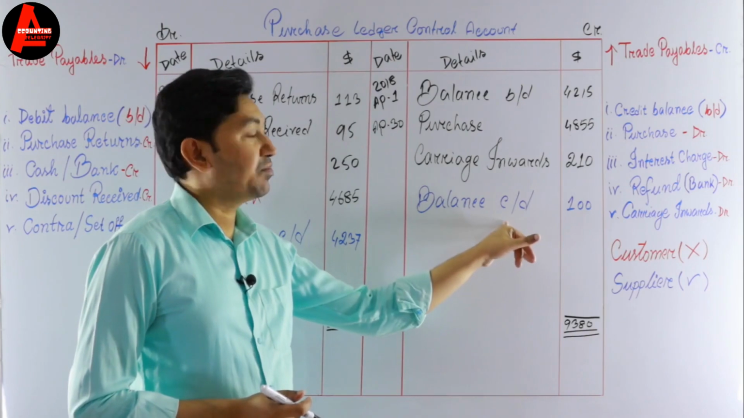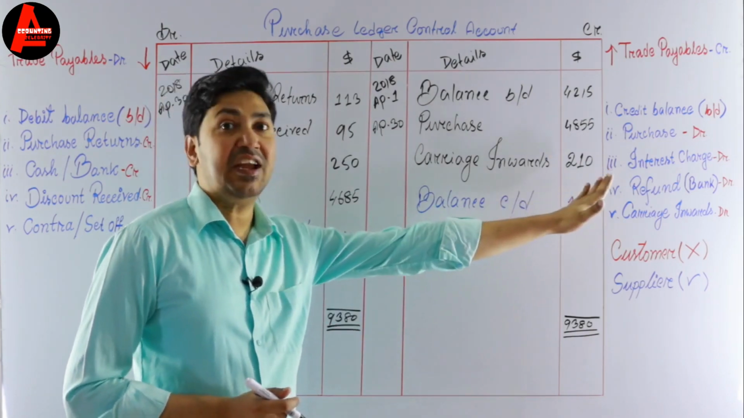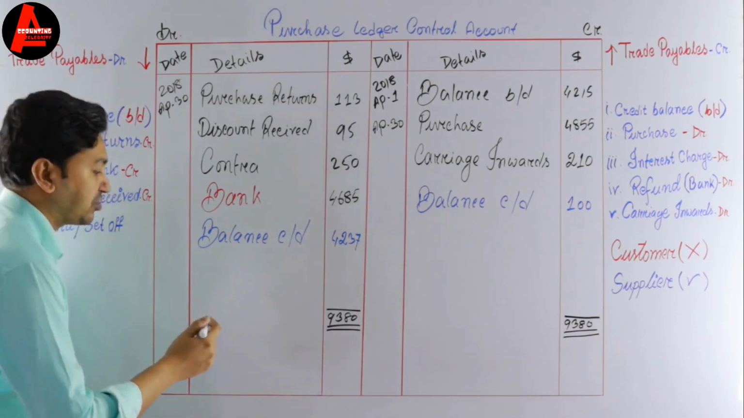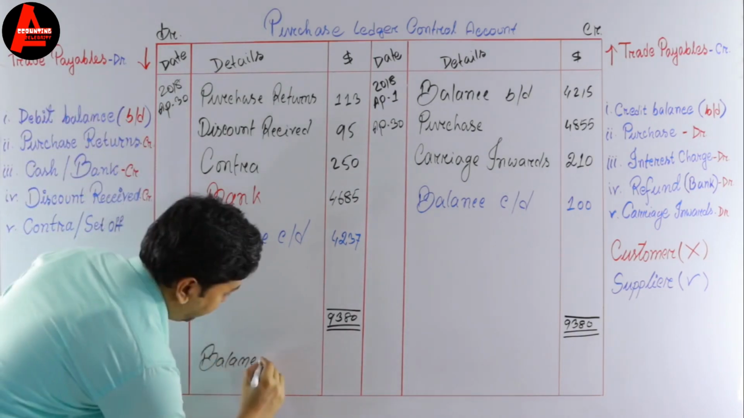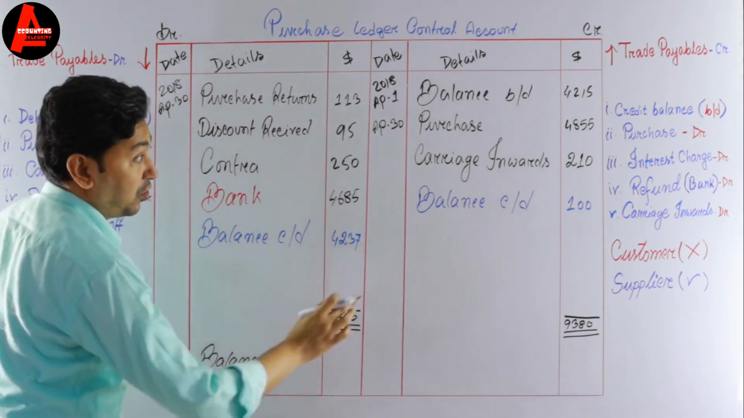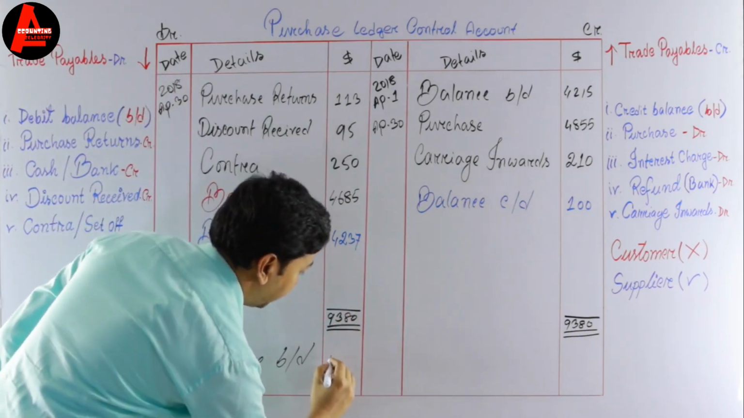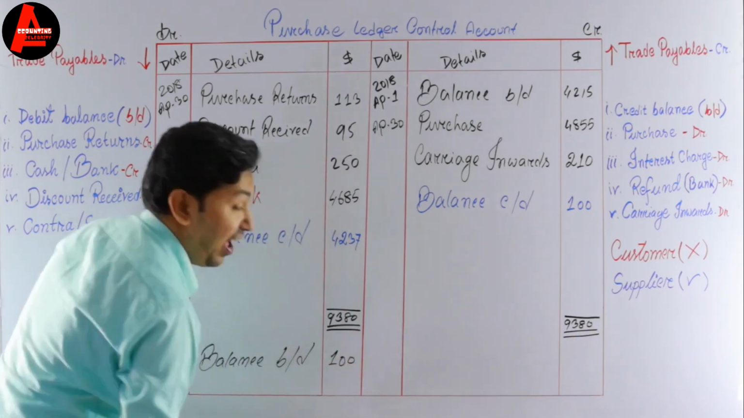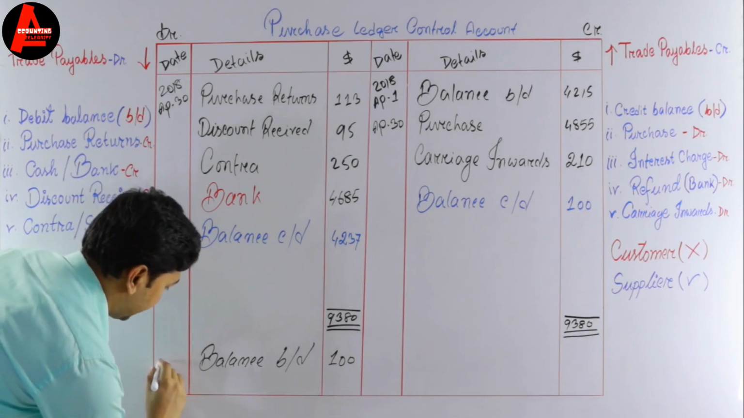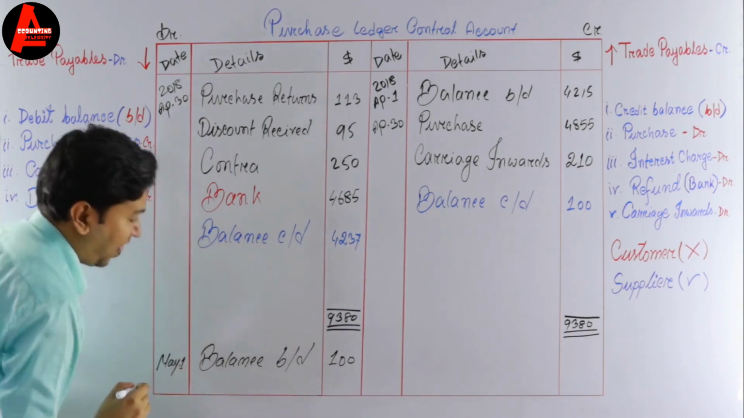This is balance CD in the credit side. It will come on the opposite side. So let us write here balance BD, meaning brought down. The value is here 100, so here will be the same $100. And the date mentioned in the question is May 1st. So May 1.